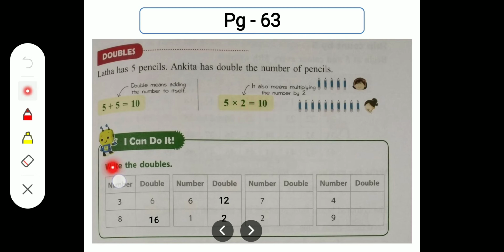So, write the doubles. This is the number. So, what is the double? 3 into 2 is 6, or 3 plus 3 is equal to 6. 8 into 2 is 16, or 8 plus 8 is equal to 16. Number is 6. So, 6 into 2 is 12, or 6 plus 6 is equal to 12. 1 into 2 is 2, or 1 plus 1 is equal to 2.